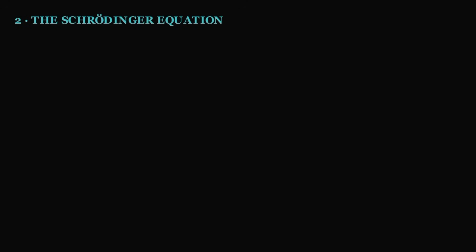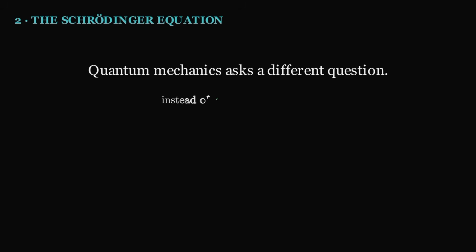Quantum mechanics asks a completely different question. Instead of solving for x of t, we solve for something called the wave function, capital Psi, a function of position and time. We get it by solving what's called the Schrödinger equation. Let's build it piece by piece.